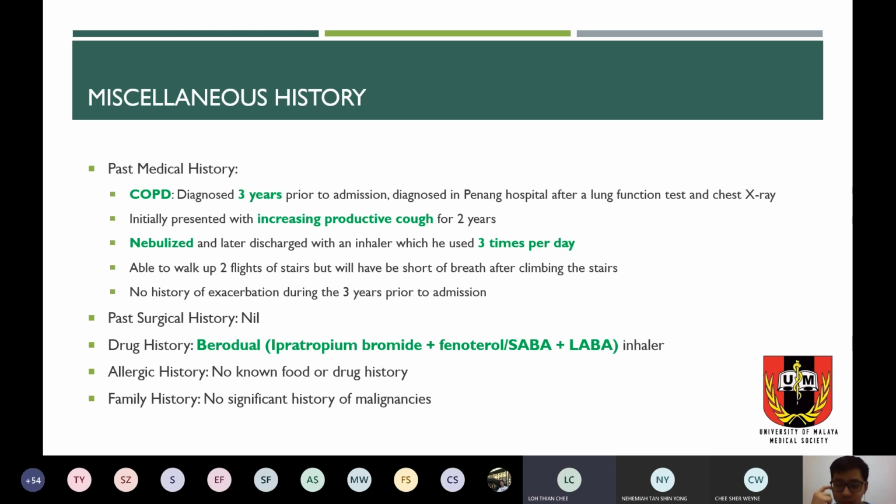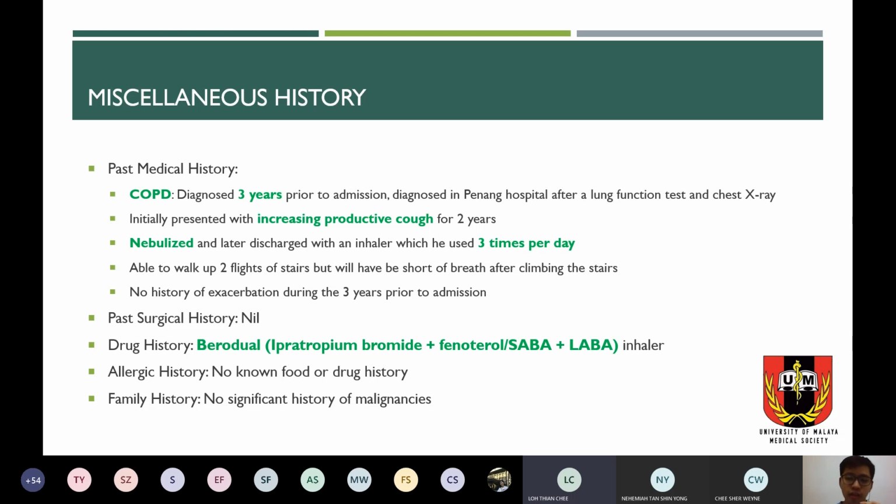So have we asked him how he does it on level ground? No, I didn't ask. Should it be asked, doctor? Because when he climbed a flight of stairs, he said I can climb 2 flights, but I get short of breath. It sounds more like MMRC 1 to me. Okay, but on level ground, if he walks with his peers and they're slower than him, probably MMRC 2. I see.